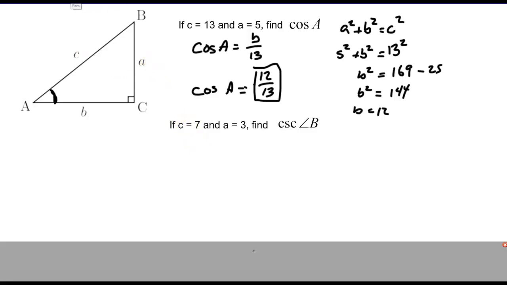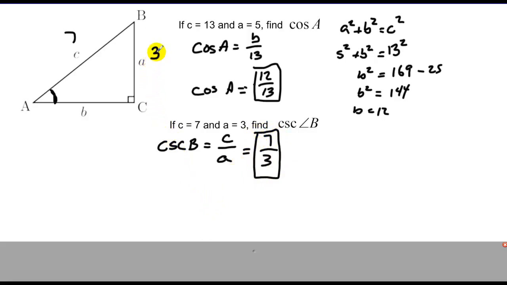Likewise, in this case, we know that side C is equal to 7 and side A is equal to 3, and this time we're looking for the cosecant of B. The cosecant of B is equal to the reciprocal of sine, and sine is the opposite over the hypotenuse. So this is the hypotenuse over the opposite. And fortunately, we have values for both of those. So we have 7 over 3 is equal to the cosecant.